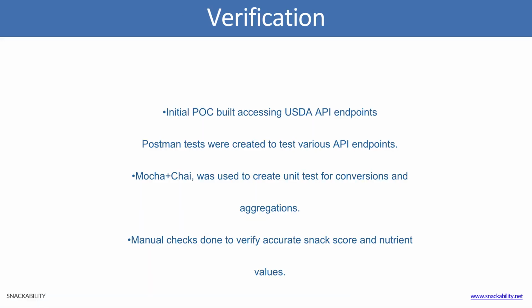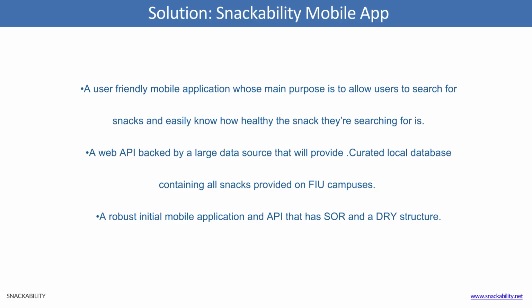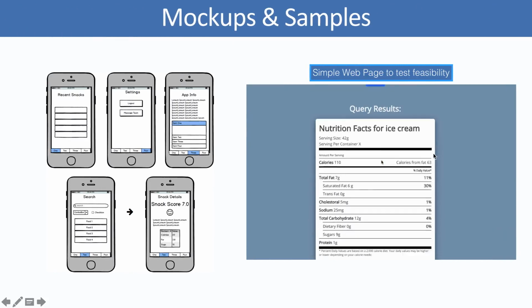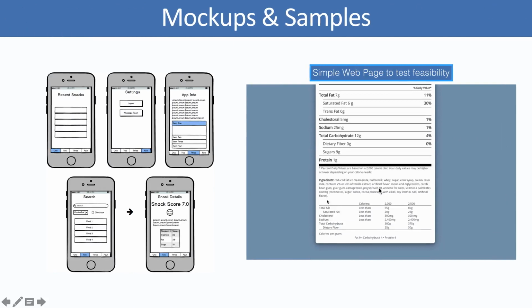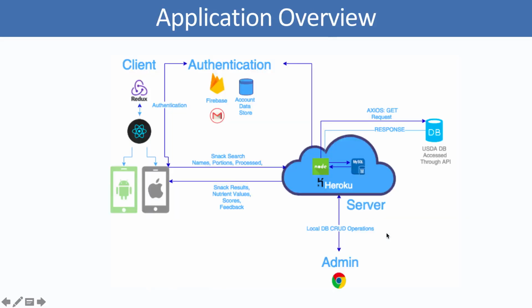So some of the verification, this will be important to you all, is we built the initial proof of concept that was shown earlier in the video, which is this GIF here, where we're showing you a web page that's leveraging jQuery to query the USDA API and build everything into this nice responsive nutrition label we built.